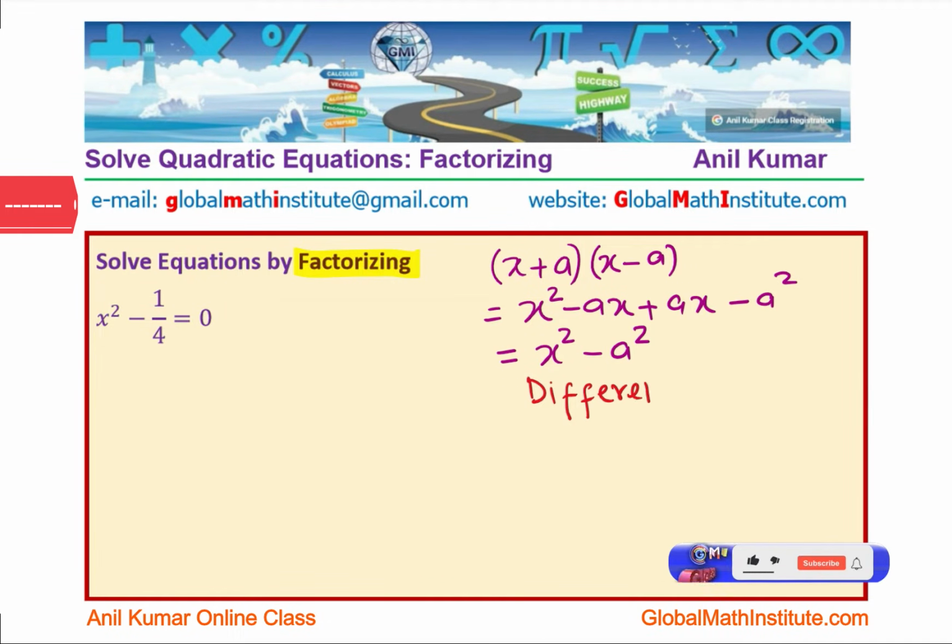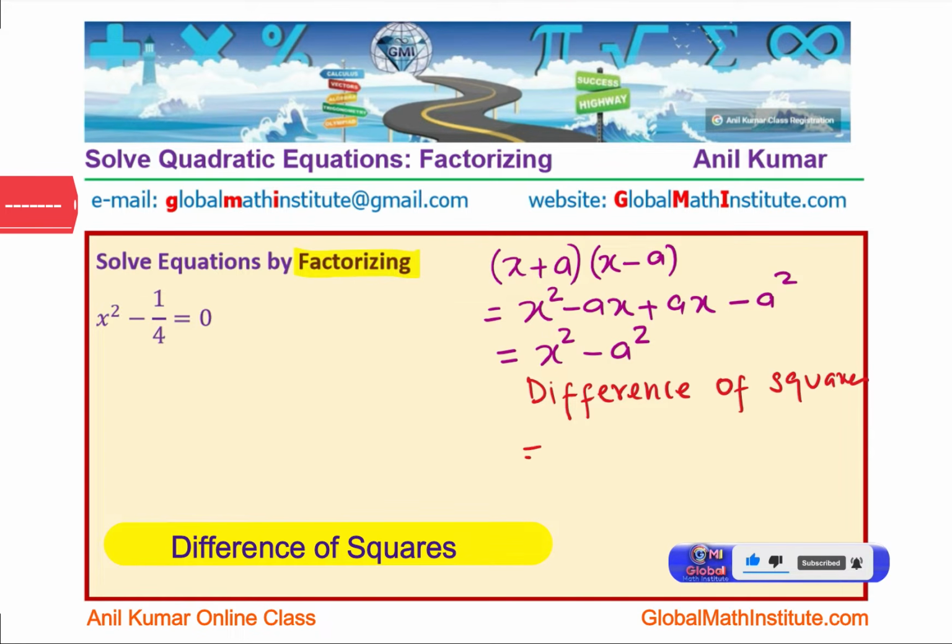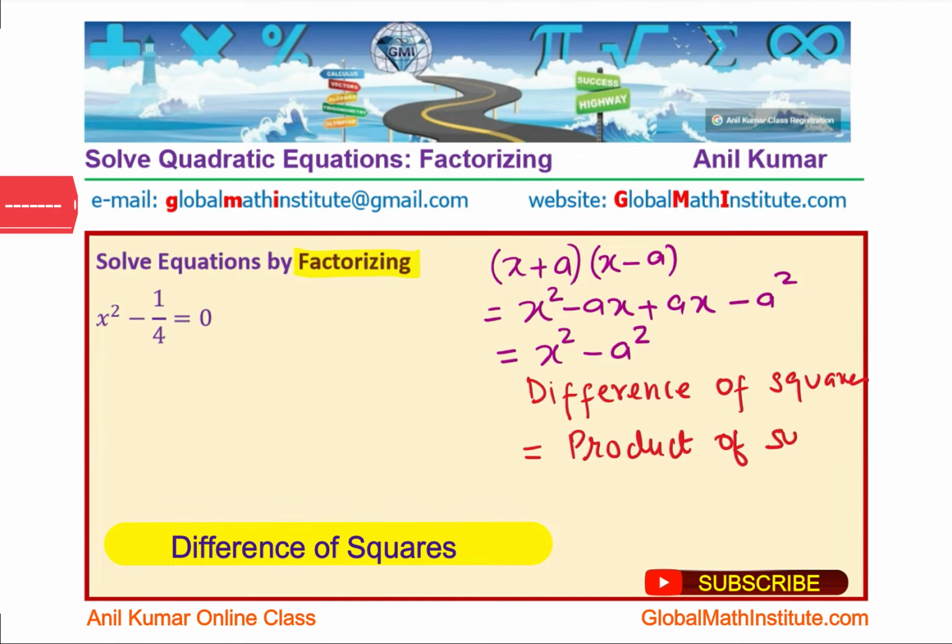So difference of squares is equal to product of sum and difference. So I hope this concept is clear, right?